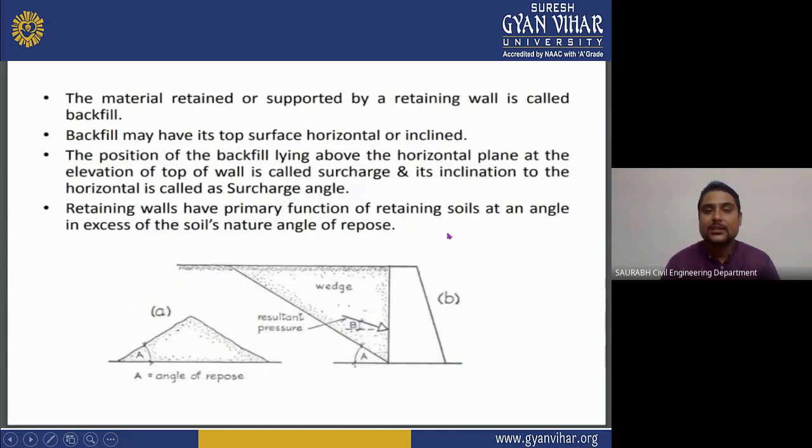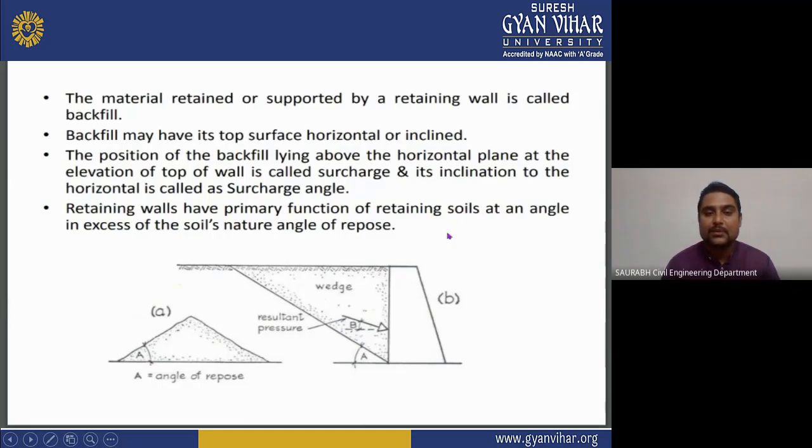The material retained or supported by the retaining wall is called backfill. Backfill may have its top surface horizontal or inclined. The portion of backfill lying above the horizontal plane at the elevation of the top of the wall is called surcharge, and its inclination to the horizontal is called surcharge angle.